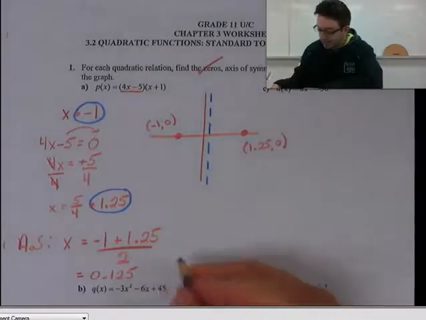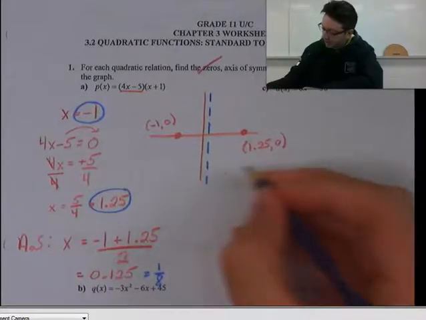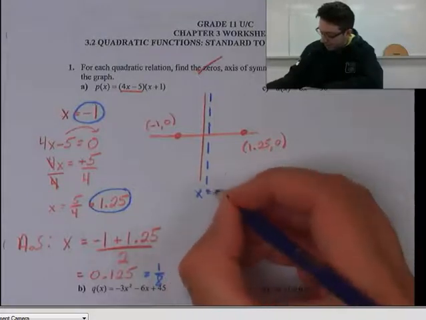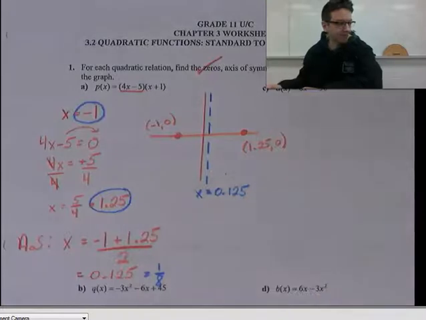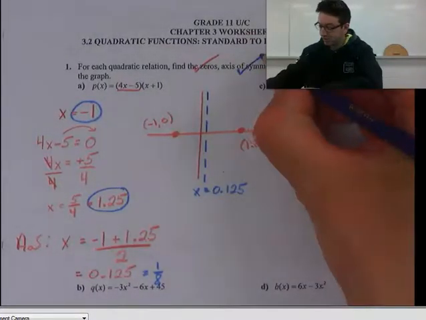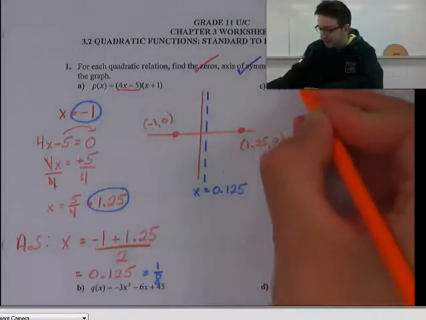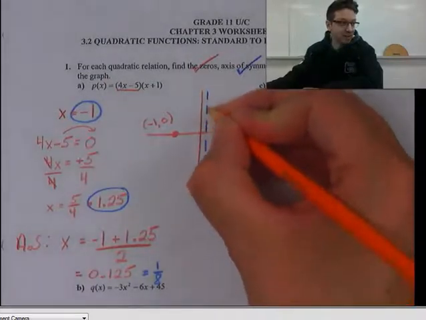But as a fraction form, that would be 1 over 8 if you wanted to keep it as a fraction. So our line is x equals 1 over 8, or 0.125. Okay, so that's our axis of symmetry. Now our axis of symmetry is where the vertex is actually located. So the vertex is going to be somewhere on that axis of symmetry.